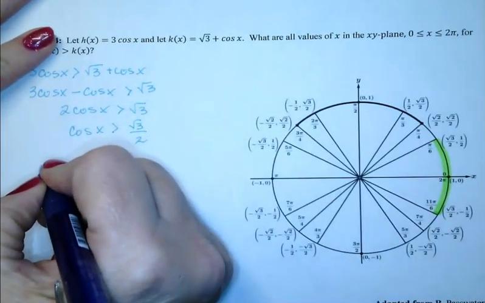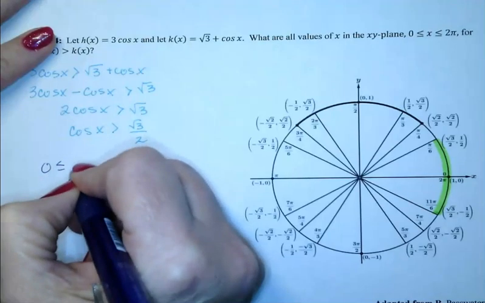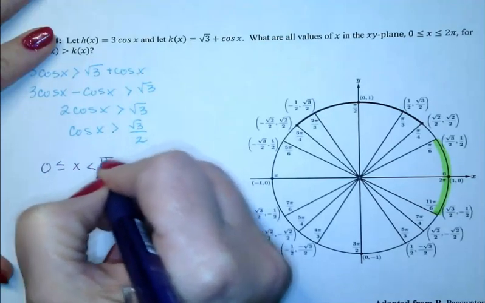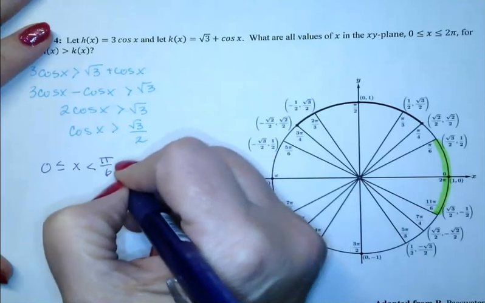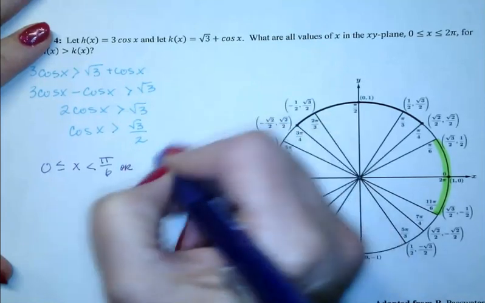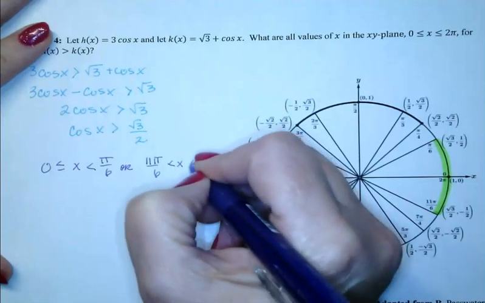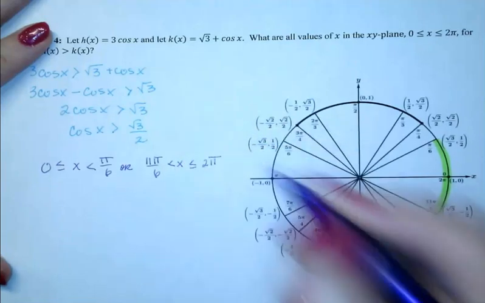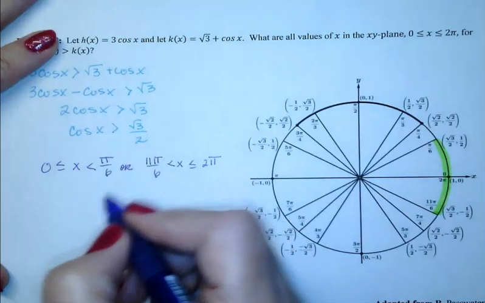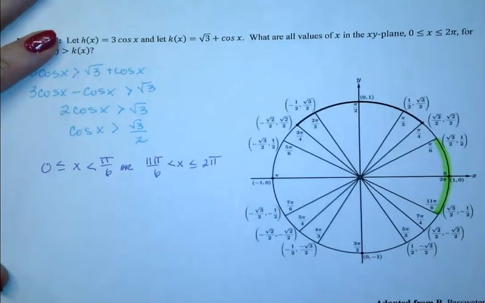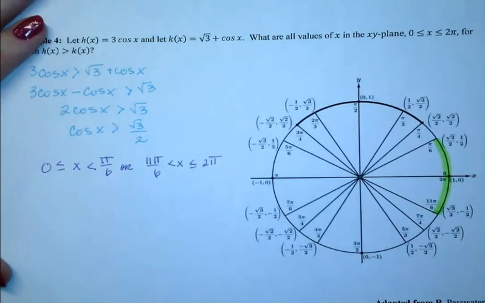So we do have to represent both of those values. So the easiest way would be if I do 0 less than or equal to x less than pi over 6 and or 11 pi over 6 less than x less than or equal to 2 pi. So I could write it that way. And I think probably for me, that's the easiest one right there.